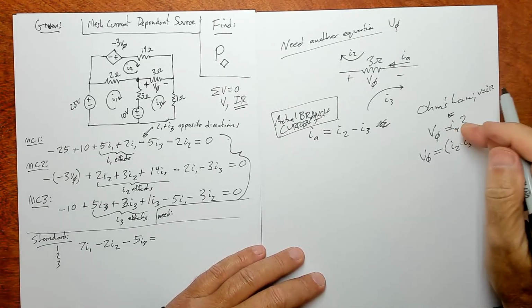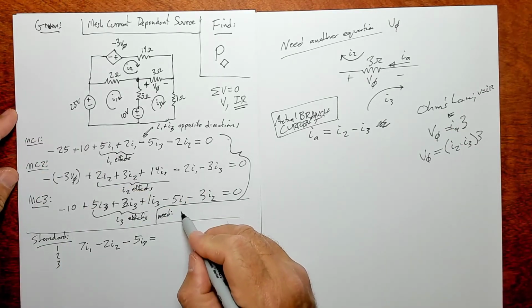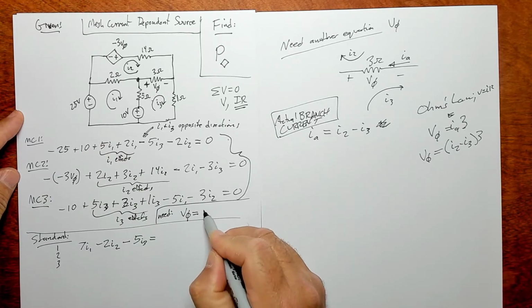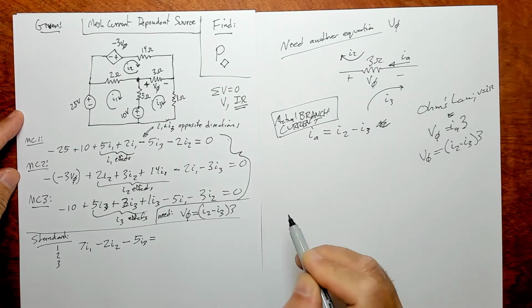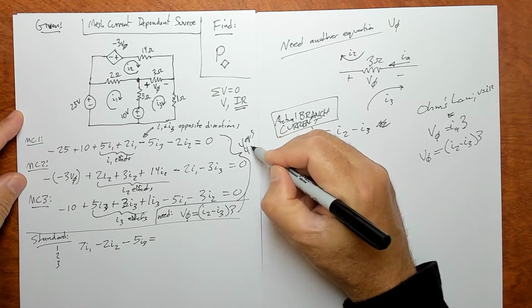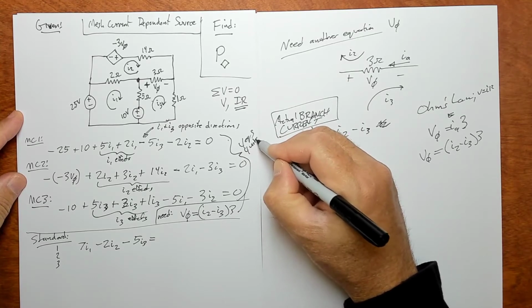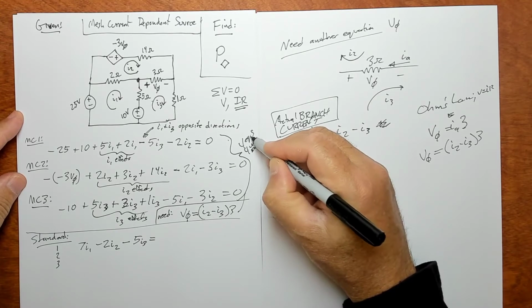So I don't want to introduce another variable IA, right? So I put it in terms of I2. So that's down here. So V phi is I2 minus I3 times 3. Okay, so now I have 4 EQs and 4 unknowns.